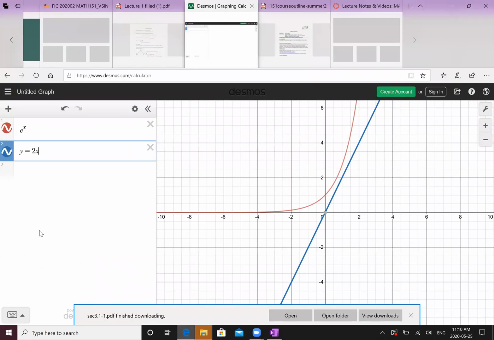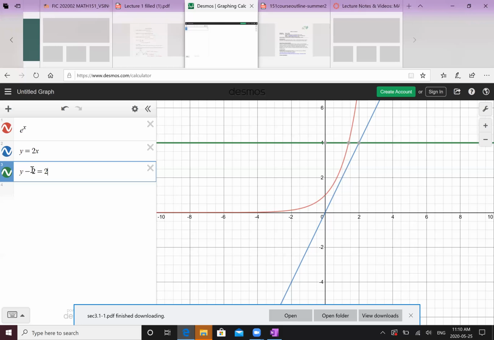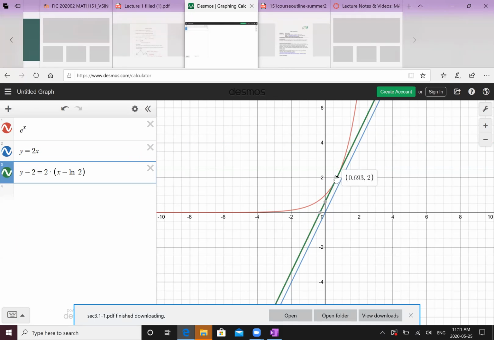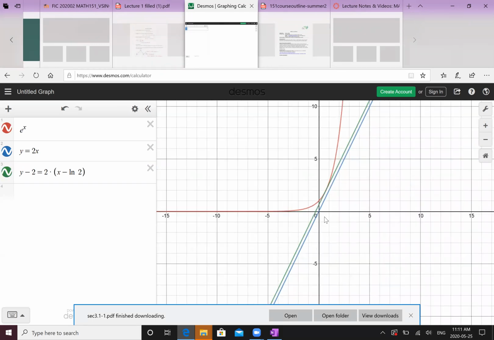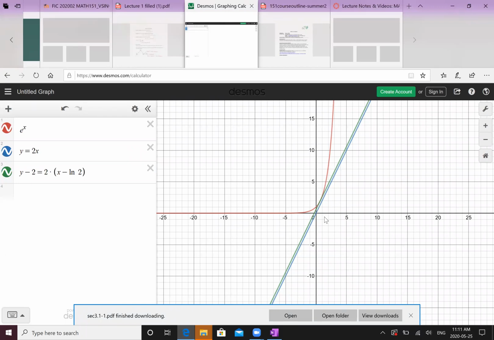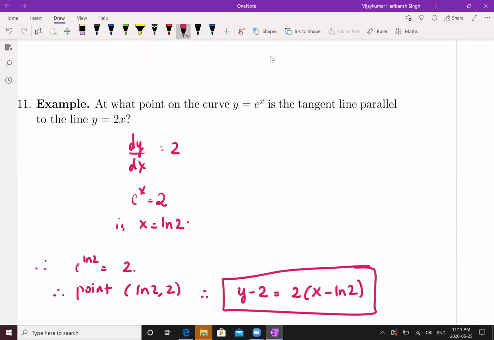So what did I get? I got y minus 2 equals 2 times x minus ln of 2. So you see, at this point, this green line and the blue line are parallel to each other, right? See, they are parallel to each other. So that's the idea. Okay.